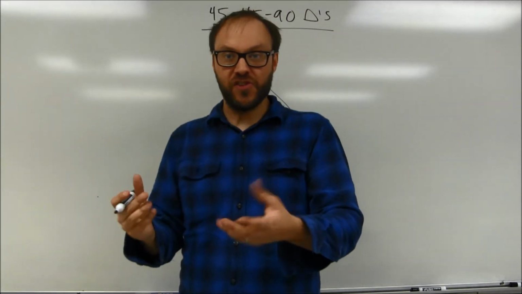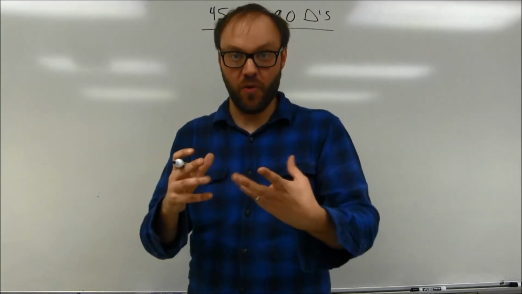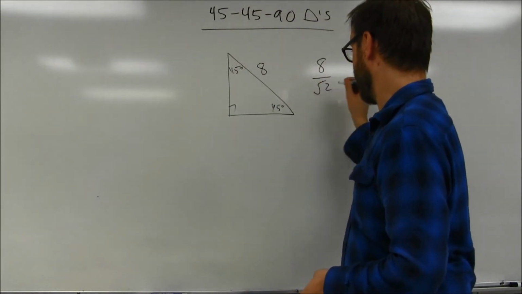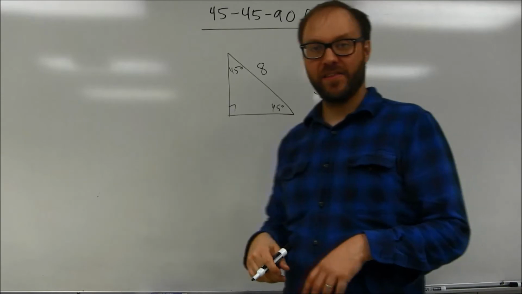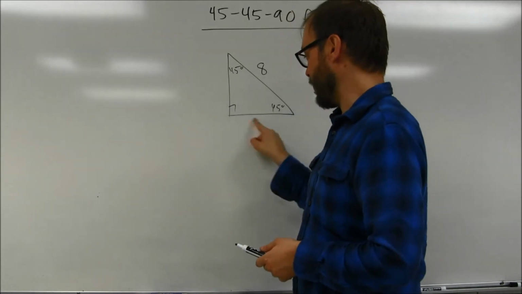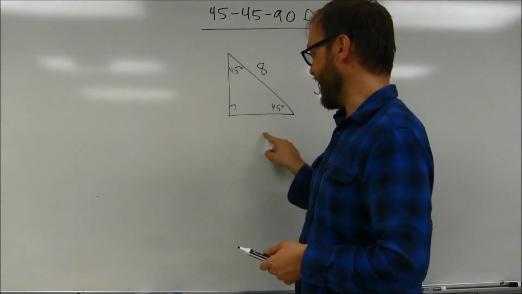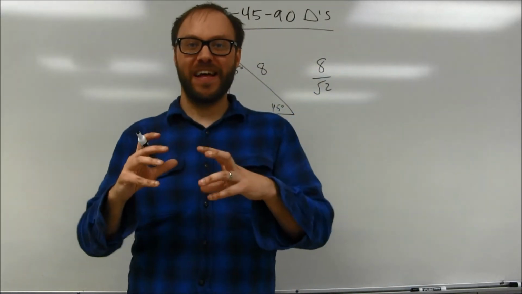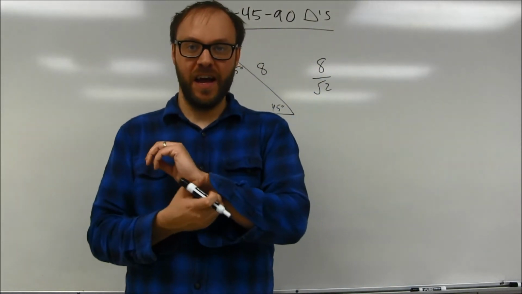Okay? So to get back to the short side, you're still going to divide by the square root of 2. Okay? You're going to take 8 and you're going to divide by the square root of 2. So 8 over the square root of 2 is going to be that side, and it's going to be that side. Okay? Remember, a radical can't divide into a whole number.